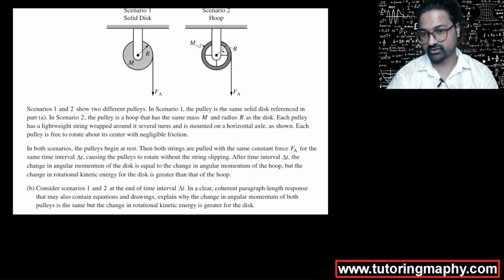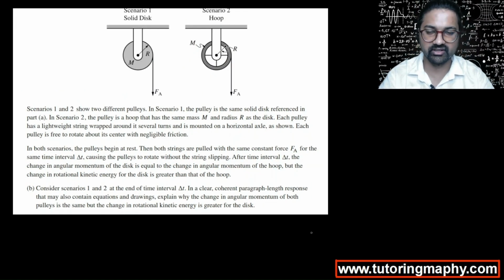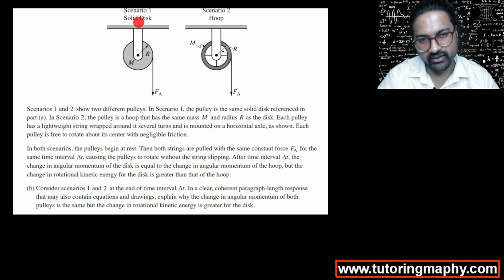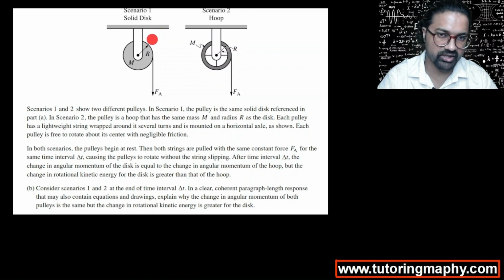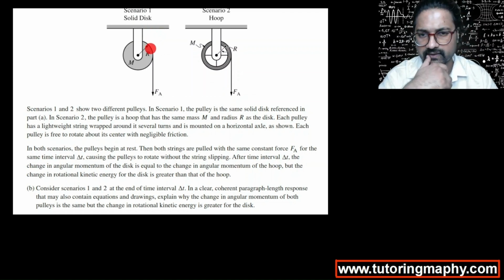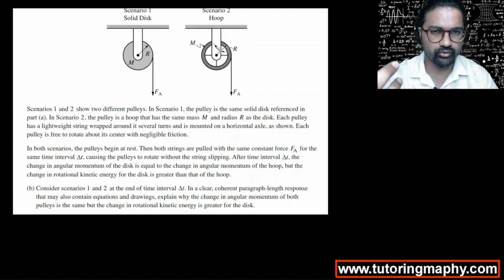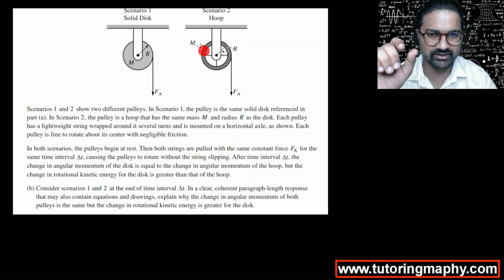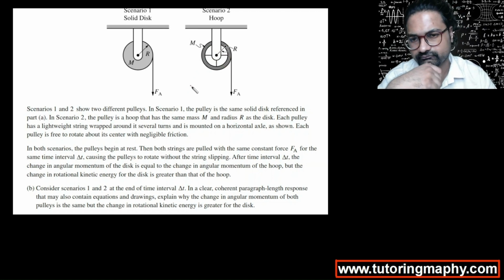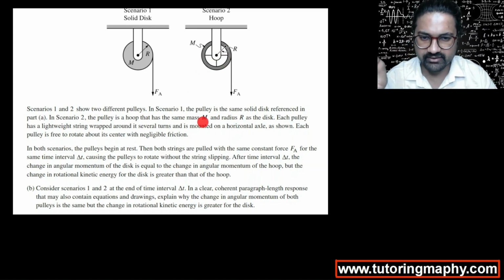Okay, the next question, and this is the last part of this question. Here everything remains the same, so scenario 1 is still that solid disk, with the same moment of inertia half m r squared, except that in the other scenario the solid disk is replaced by a hoop. What is a hoop? A hoop is just a hollow disk, so it's like a ring. Its mass is the same and its radius is the same. Everything is the same. The friction about the center is also negligible in both cases.